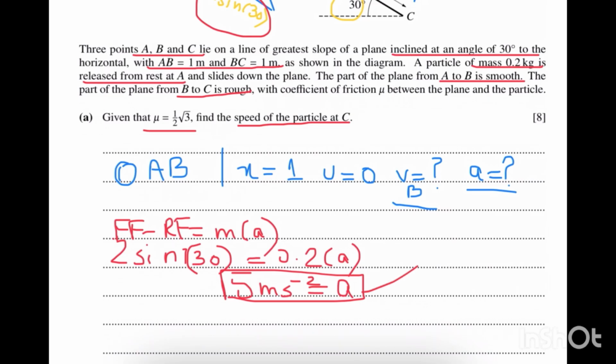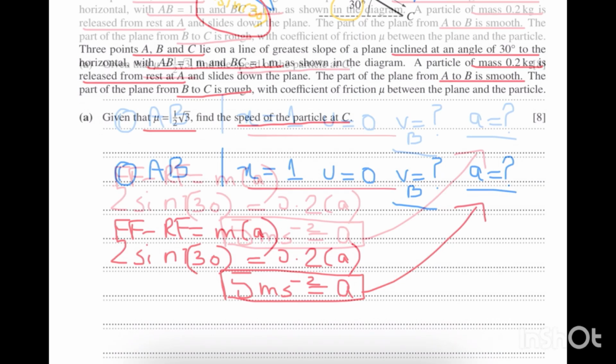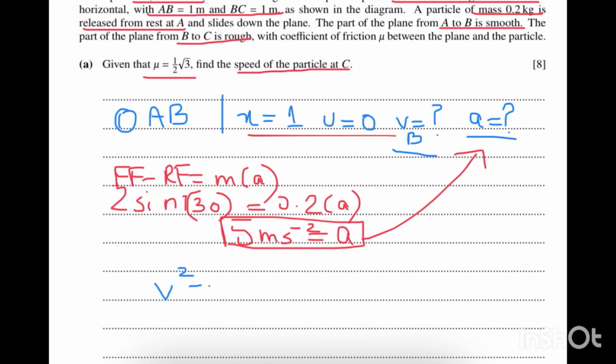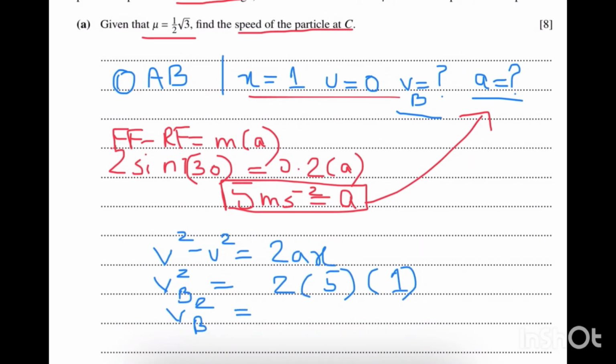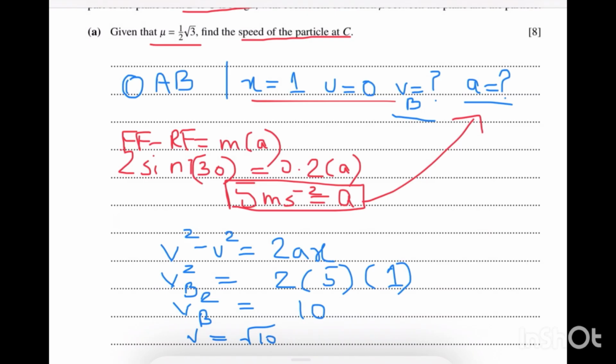Now we can use this and other information to find out the speed of the particle at B. We will use the v squared minus u squared equals 2ax formula. So the final speed, we don't know, squared, minus the initial speed is 0, so we won't write that, equals 2 multiplied by 5, which is the acceleration, and x, the distance, which is 1. That means v squared is equal to 10, making the velocity of the particle at B equal to root 10.